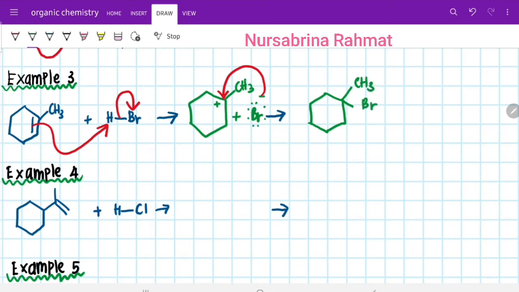Let's move on to another example. Again, the double bond will attack the hydrogen in your hydrogen chloride, and the bond between the hydrogen and chlorine will break. All the electrons in the bond will go to the chlorine atom.